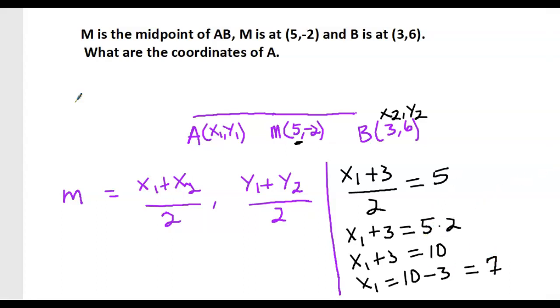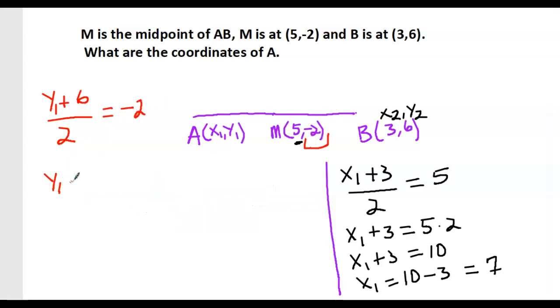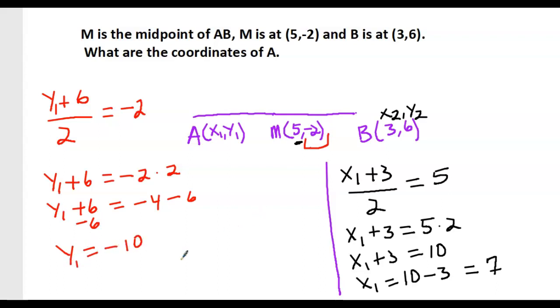We need our y1. So y1 plus 6, because y2 is 6, all divided by 2 must equal this -2 here. We multiply that, we get y1 plus 6 equals -2 times 2, which is -4. And then we subtract 6 on both sides, so y1 is -10. So now we are able to find point A to be (7, -10).